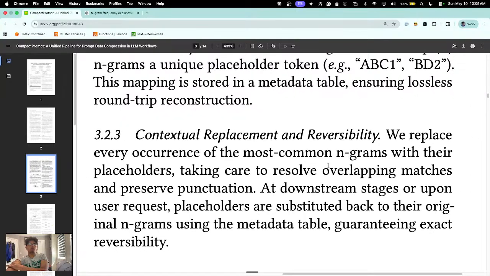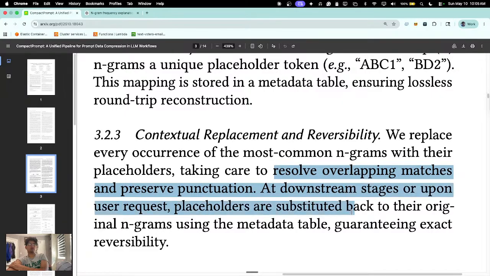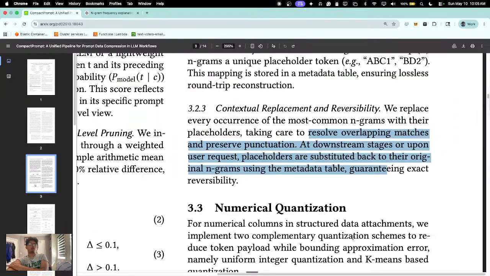Okay, then the final step in this whole process is going to be contextual replacement and reversibility. We replace every occurrence of the most common n-grams with their placeholder, taking care to resolve overlapping matches and preserve punctuation. At downstream stages or upon user's request, placeholders are substituted back to the original n-gram using the metadata table, guaranteeing exact reversibility.